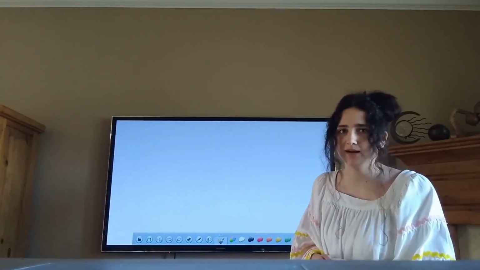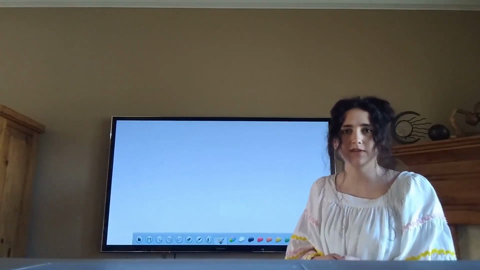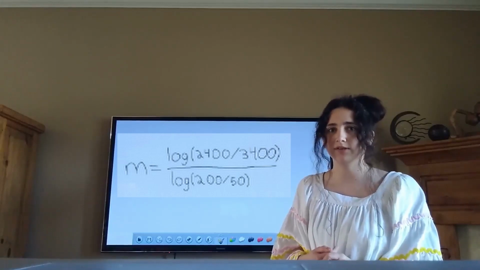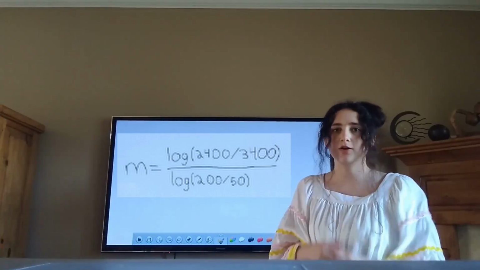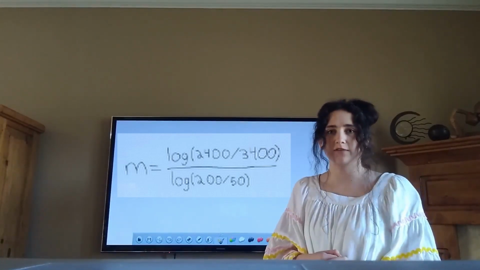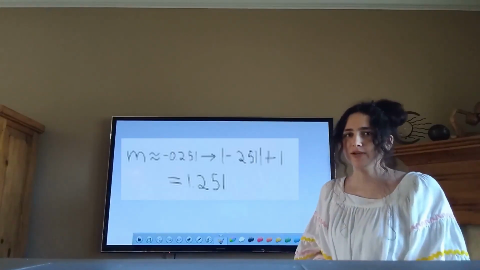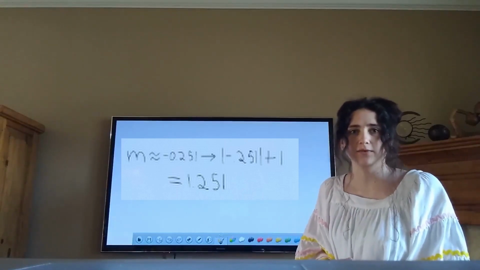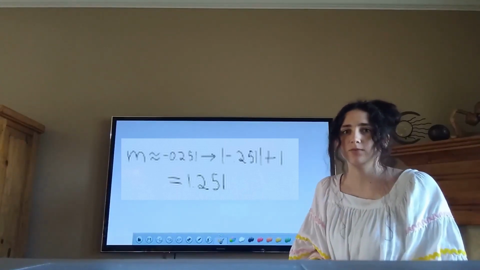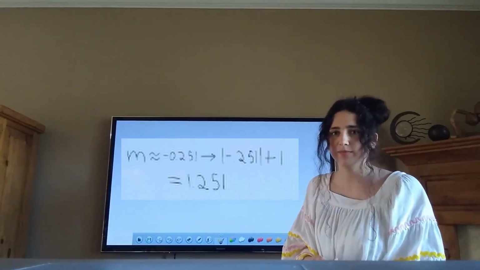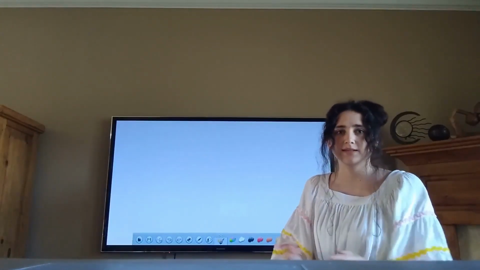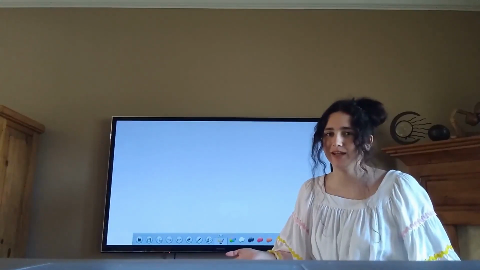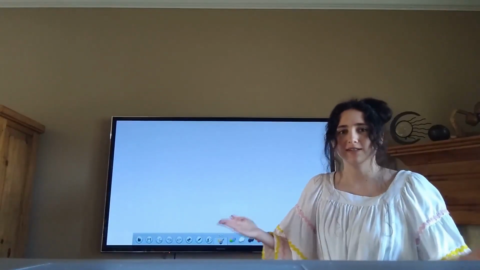Going back to the coastline paradox, using the previous estimate for the length of the coastline, the dimension would work out as m equals logarithm of 2,400 divided by 3,400 all over logarithm of 200 divided by 50, which is about equal to negative 0.251. One would then take the absolute value of the result and add 1, which results in 1.251 as the fractal dimension of the coastline of Britain. This number essentially measures the squiggliness of the coastline, so you can think of Britain as being 1.25 squiggly.